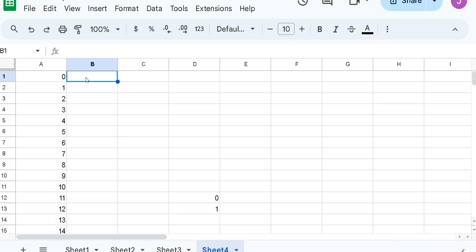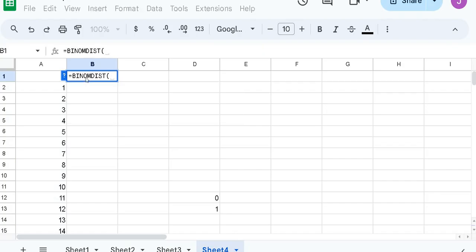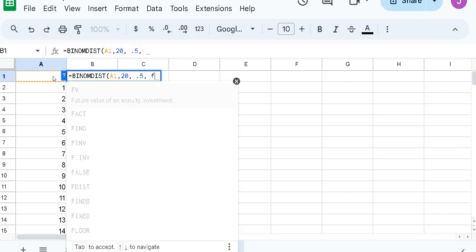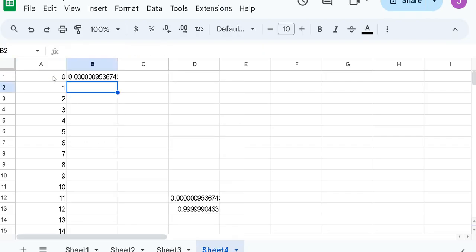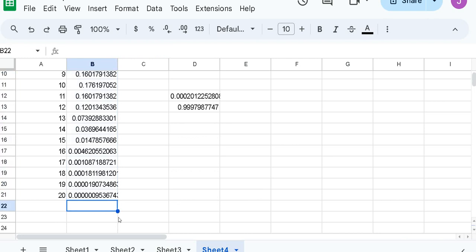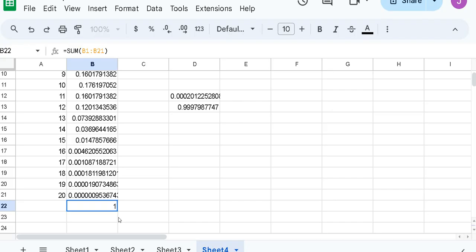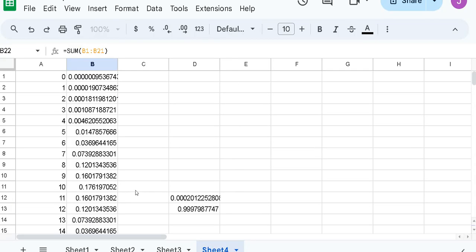I want to do equals binom distribution. Number of successes. That's this one. Comma. 20, because I'm flipping a coin 20 times. Probability of success, 0.5. And then false. And I'm going to copy that all the way down. How can I check that I got this right? Yeah, equals the sum. And the sum should equal 1. And it does. Great. Let's look back at the actual problem here.